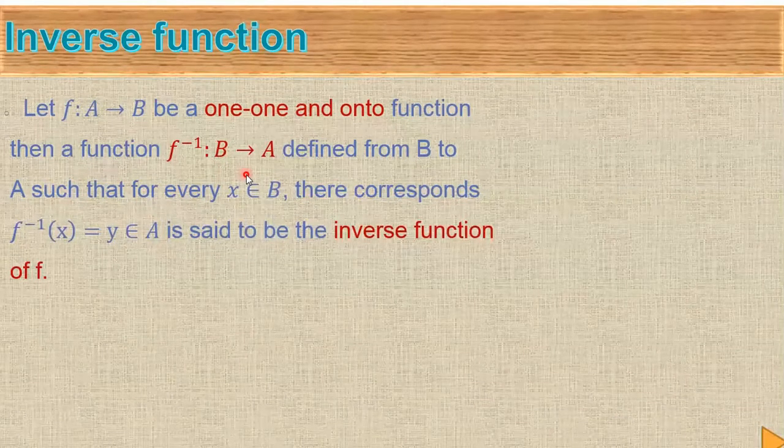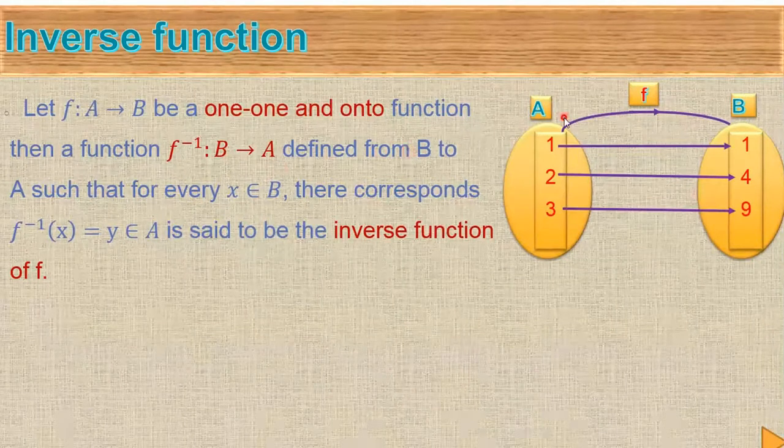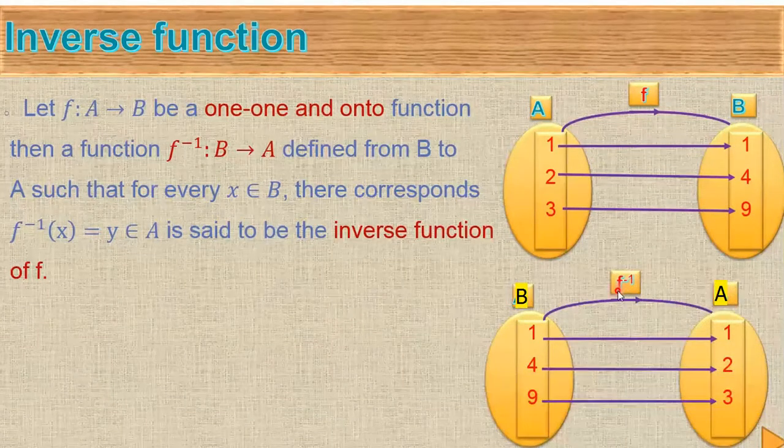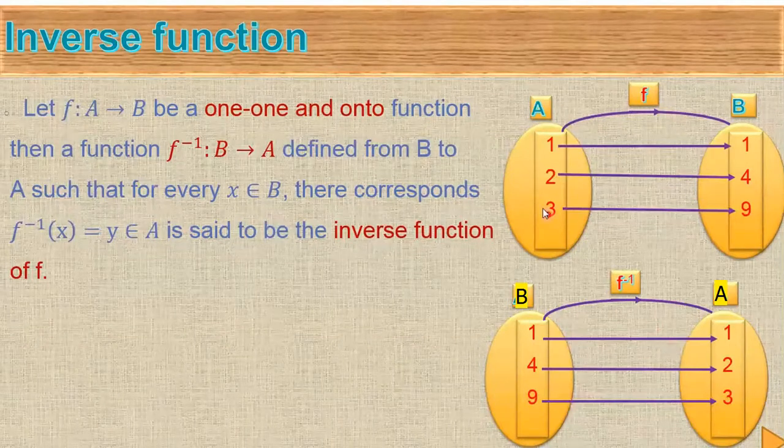Okay, and for example there is a function f: 1 maps to 1, 2 maps to 4, 3 maps to 9. Then its inverse f inverse is from B to A. That means B is {1, 4, 9} and A is {1, 2, 3}. So there must be B to A. This is an inverse function because it is possible, given the function's type, because it is one to one and onto.